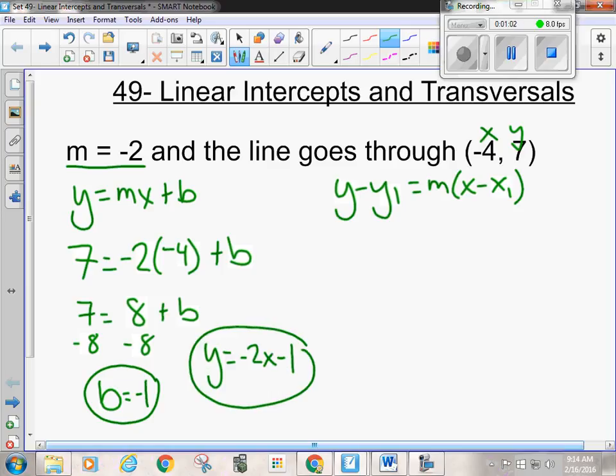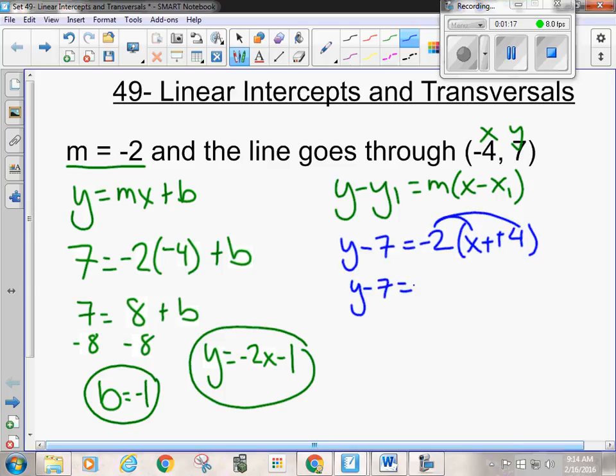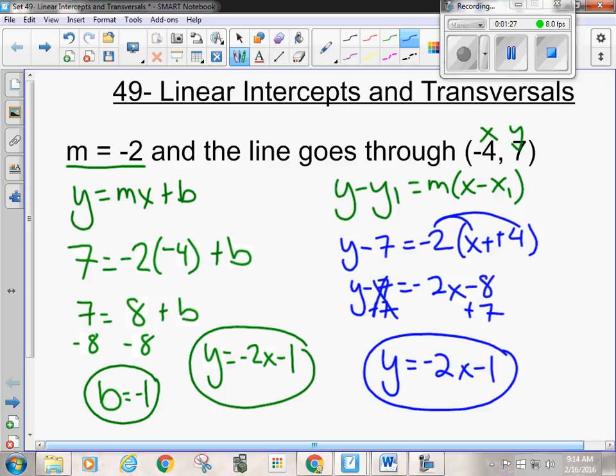If I do it with slope-intercept or point-slope form, I'm going to get the same thing. y minus 7 equals -2 times x minus -4, turn that to plus positive. y minus 7 equals, I'm going to go ahead and distribute. And I'm going to add 7 to both sides. And you'll see I have the same equation for both. So it doesn't matter which method you use, you're going to get the same thing.